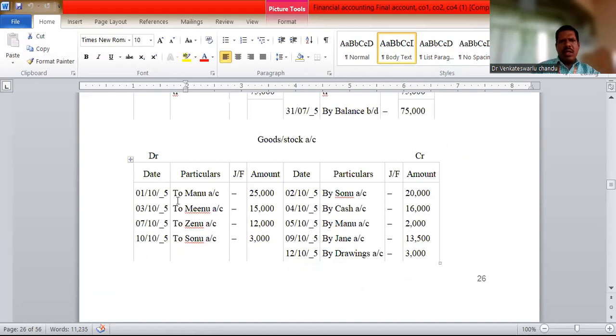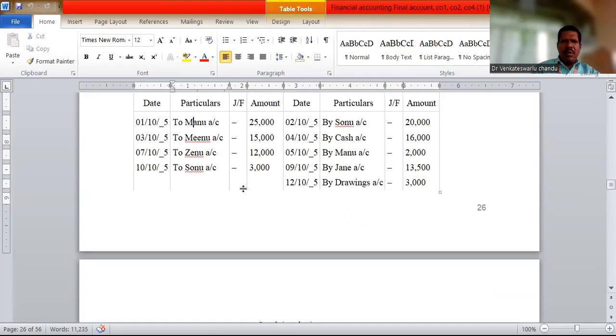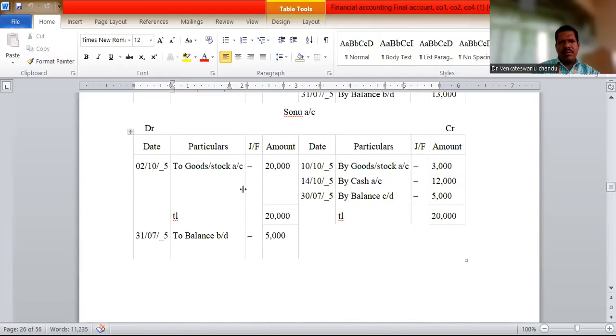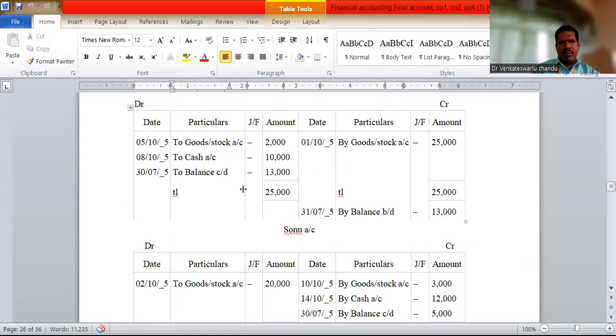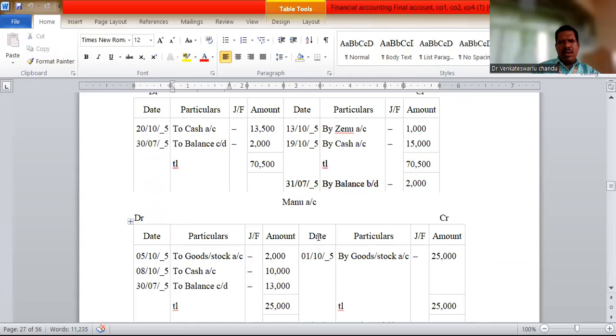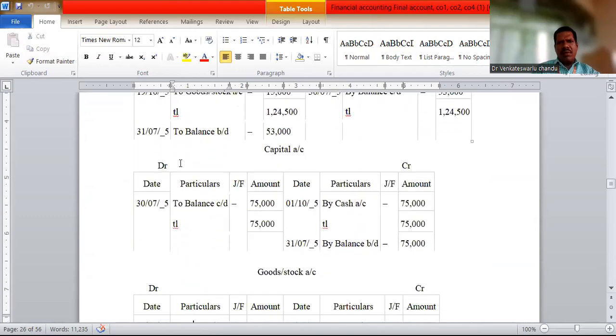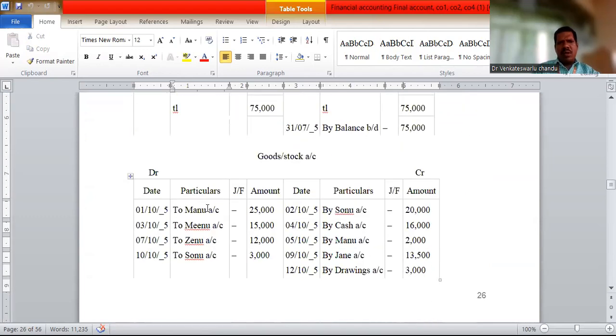Now the goods account. On the debit side of the goods account, we use the words to Manu account, to Manu, 25,000. In the Manu account, by goods or stock, 25,000. In the Manu account, we use the opposite word, goods or stock account. In the goods or stock account, we use the opposite word, Manu account.